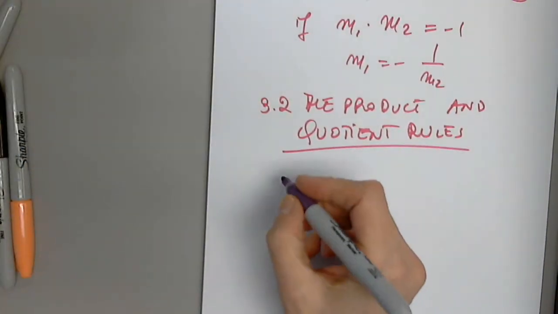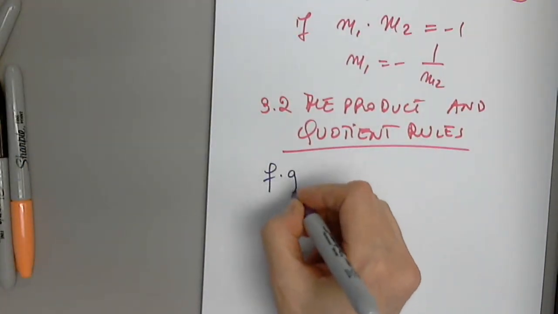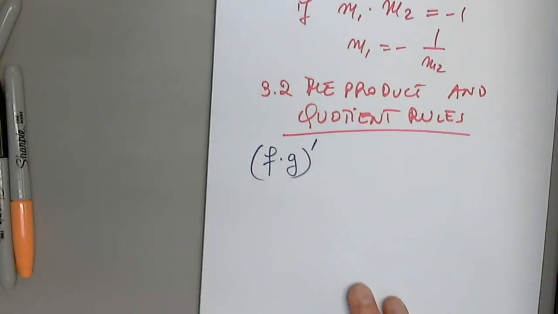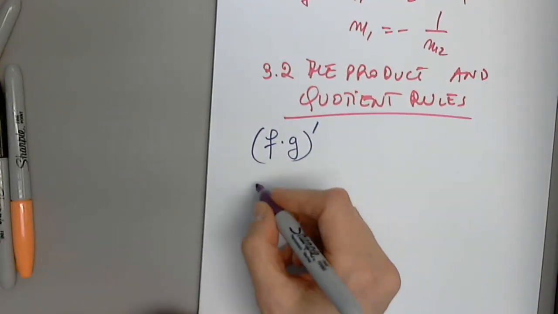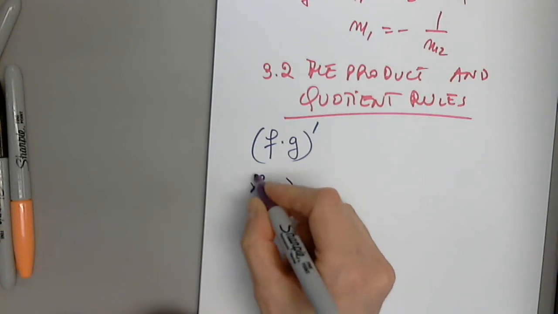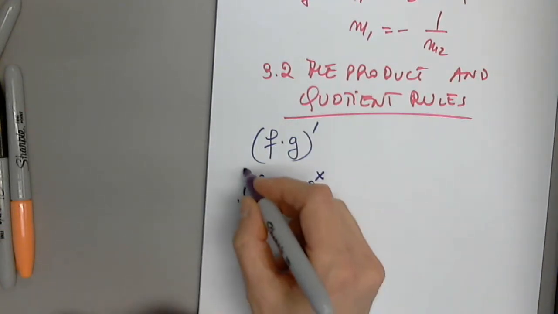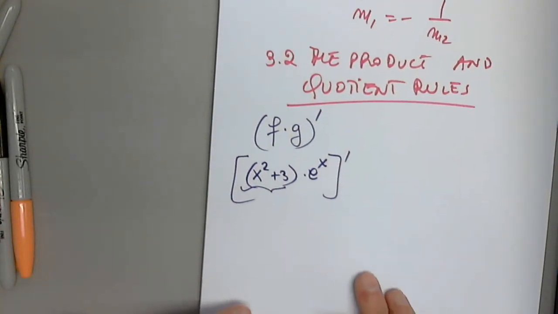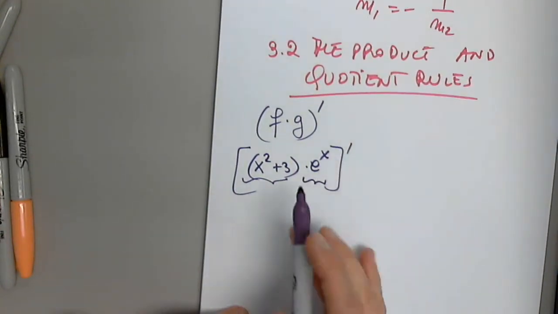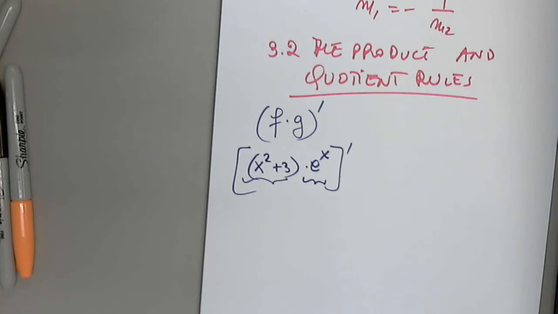So if we have a function multiplied by another function, let me give you an example. Let's say x squared plus 3 multiplied by e to the x. This is a function, and this is another function. So this is a situation in which I'm given the product of two functions, and I want to differentiate that. There is no point in multiplying, distributing here. I can use the product rule.